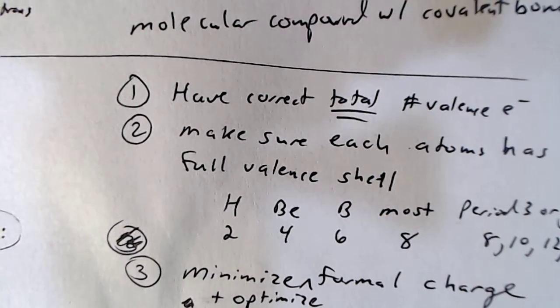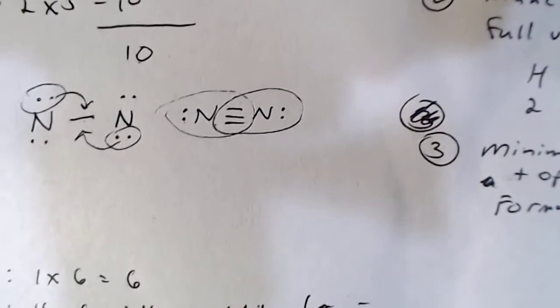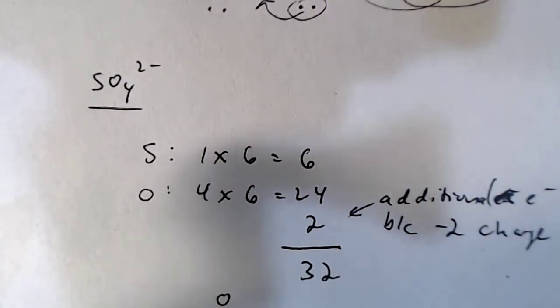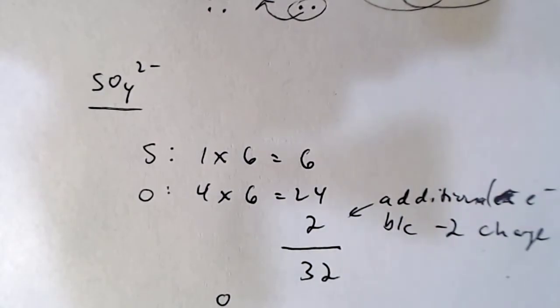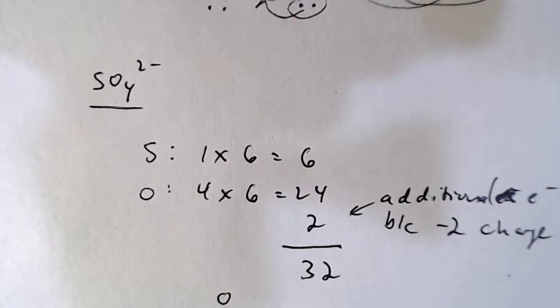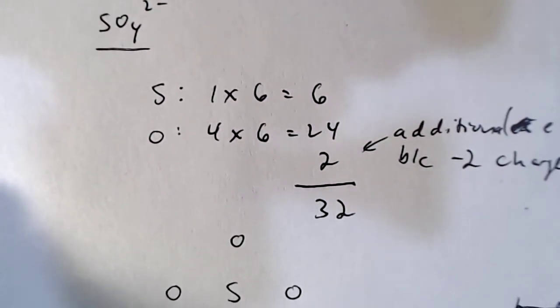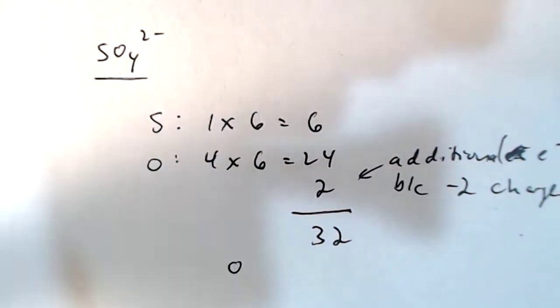Moving on to new things that you may not have seen 2 years ago. Another thing to consider is the overall total formal charge, but also the formal charge on each atom. So let's bring that into the drawing of the Lewis dot structure of sulfate, SO4 2-.